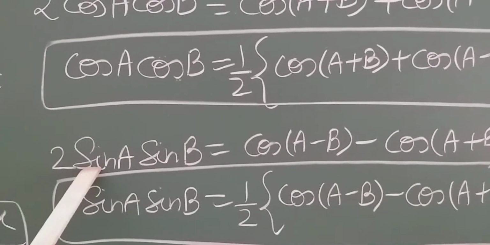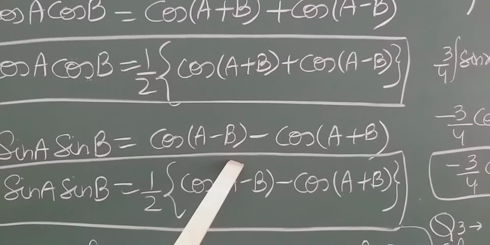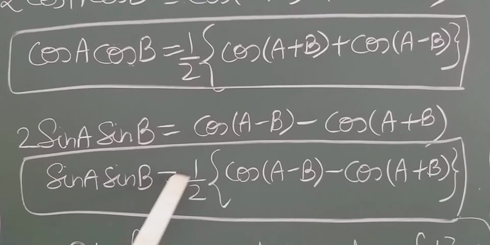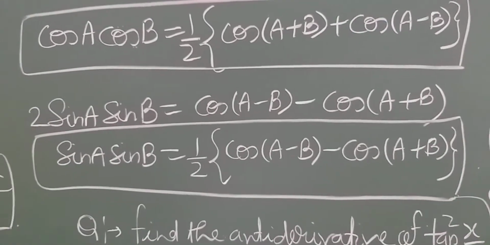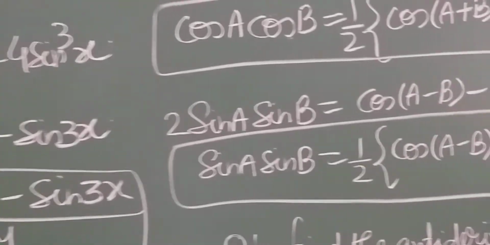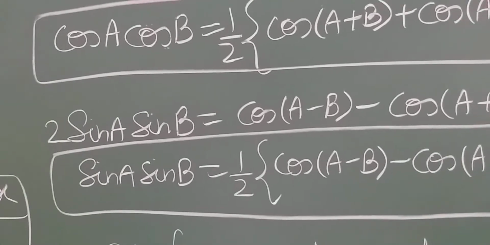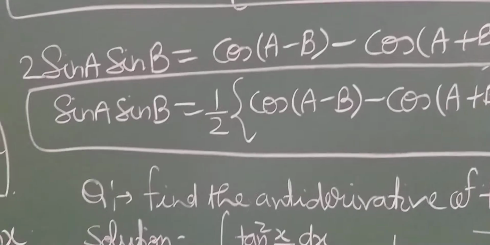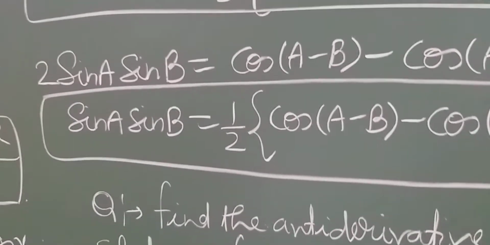For sin A sin B, we have to use the formula 2 sin A sin B equals cos(A minus B) minus cos(A plus B). And sin A sin B equals 1 by 2 into (cos(A minus B) minus cos(A plus B)). So all these trigonometric identities you have to remember. These identities will help us find integrals. So let us solve some questions related to these identities.